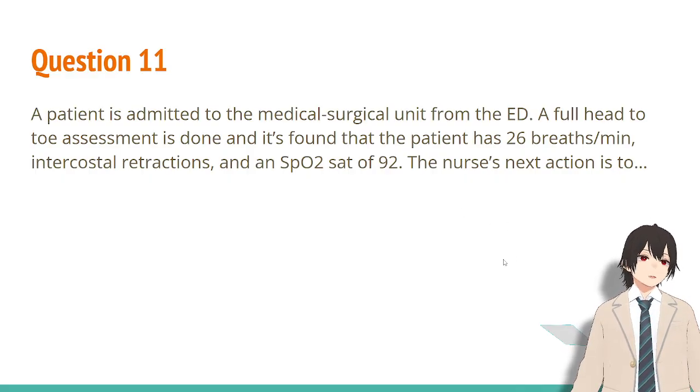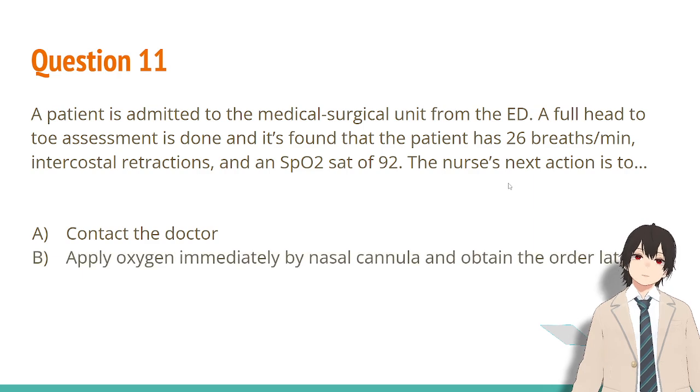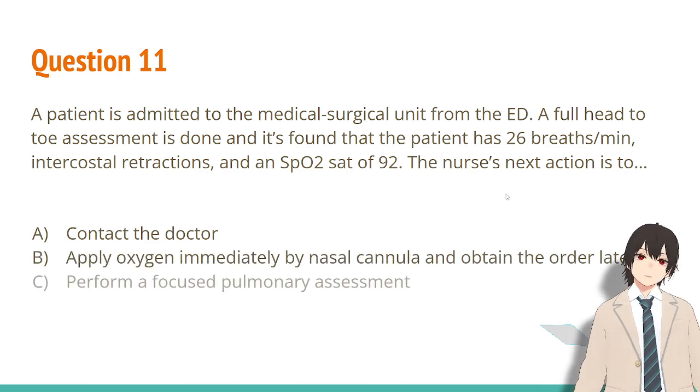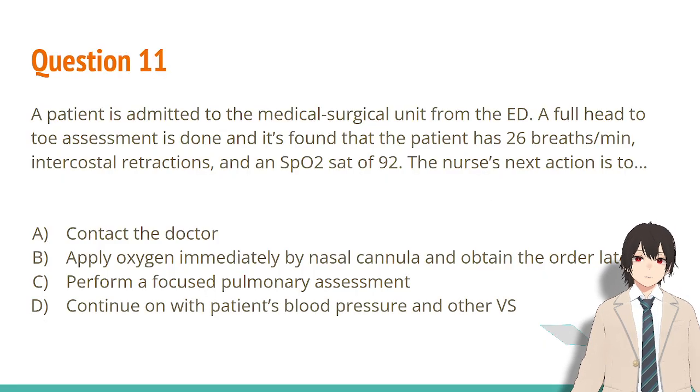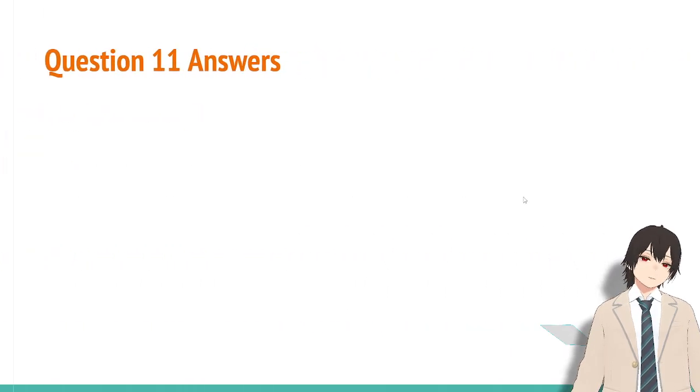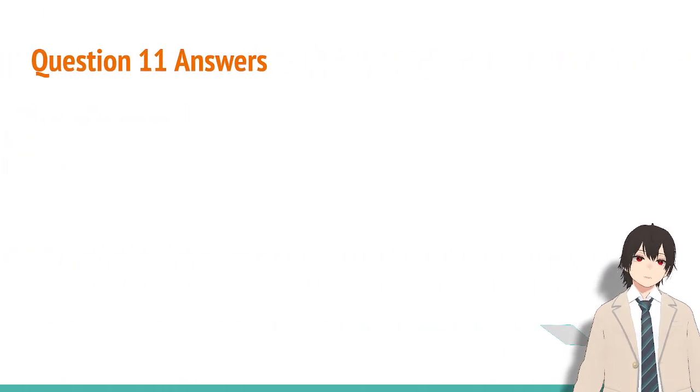The 11th question, almost done, guys. 2 more, 11 and 12. A patient is admitted to the med-surg from the ED. A full head to toe is done, and it's found that the patient has 26 breaths per minute, intercostal retractions, and an SpO2 of 92. The nurse's next action is to: A, contact a doctor, apply oxygen via nasal cannula, and obtain the order later; B, perform a focused pulmonary assessment; or C, continue on with the patient's blood pressure and other vital signs like nothing ever happened. Oh, sorry, I didn't count down.